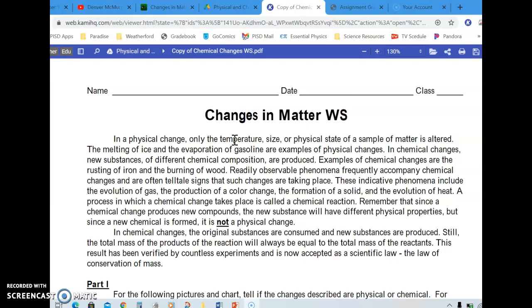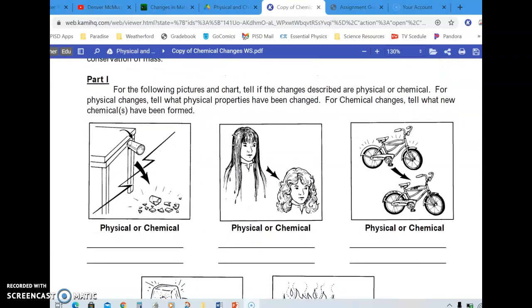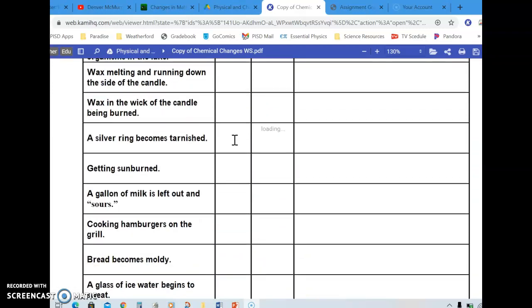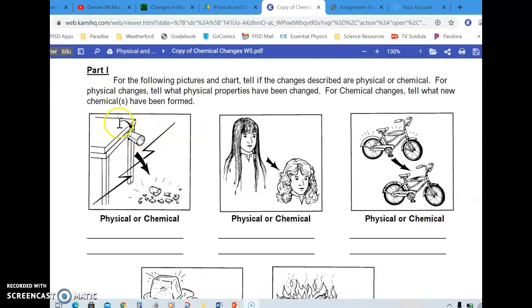All right, so sometimes it's still kind of hard to tell. It's kind of difficult, but we would like you to look at these examples and tell me if they are physical or chemical changes. First we'll do the picture ones, and then I will let you do the other ones on your own.